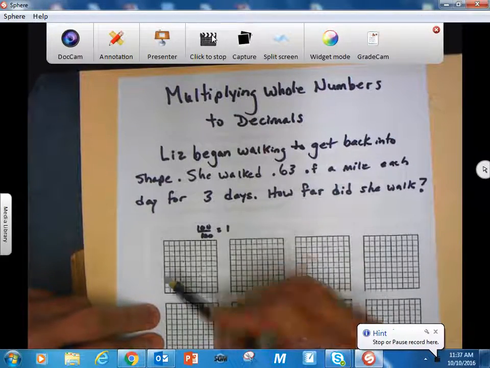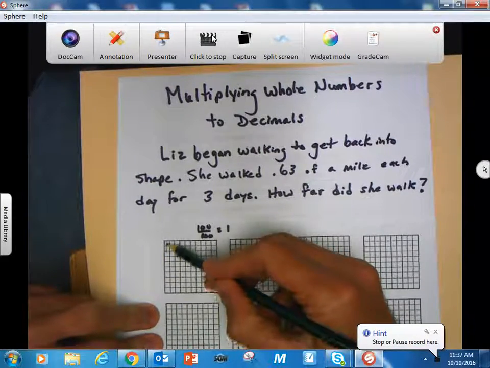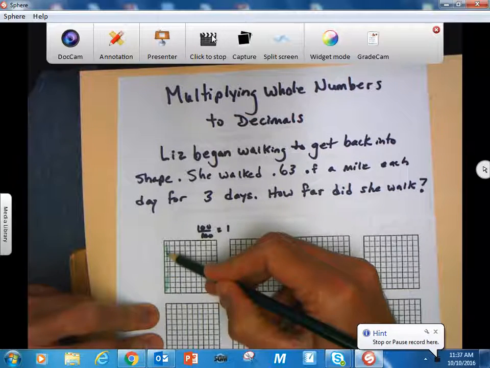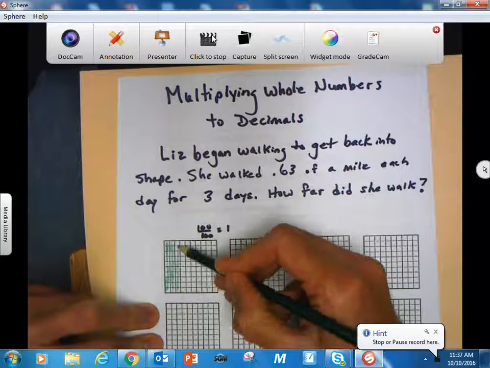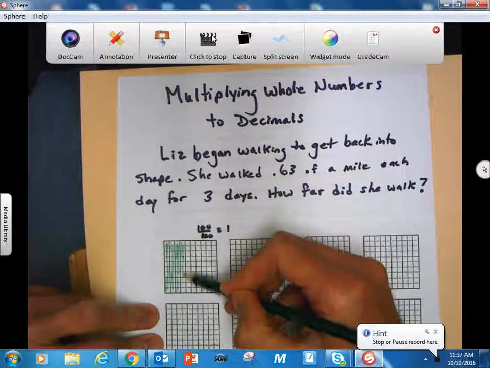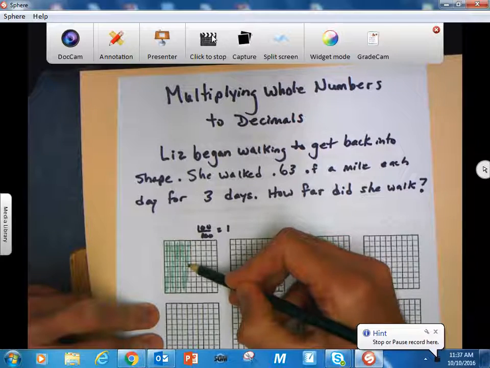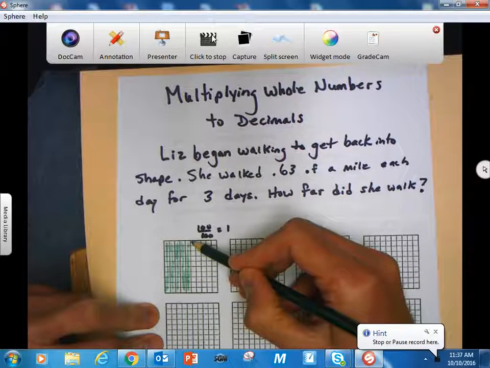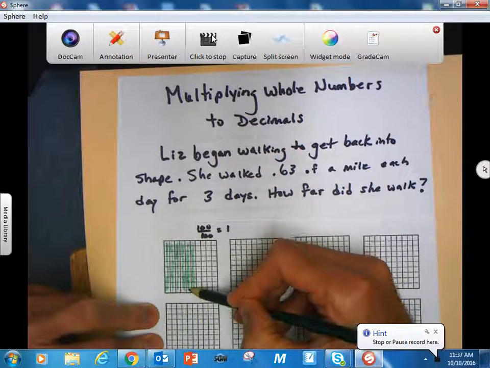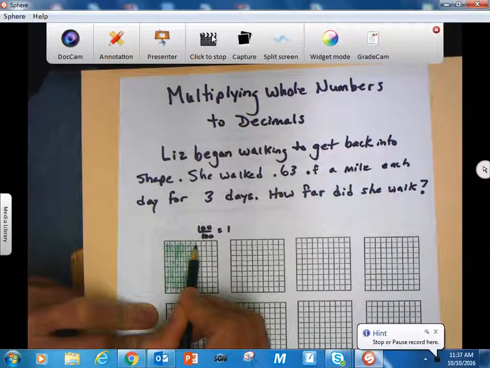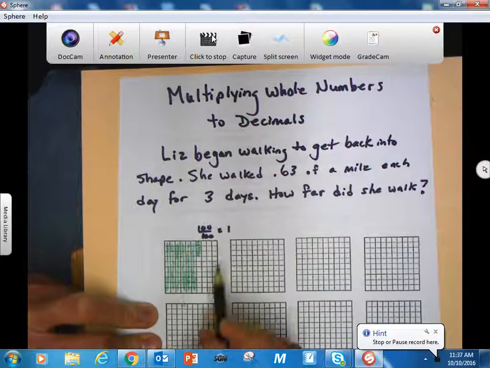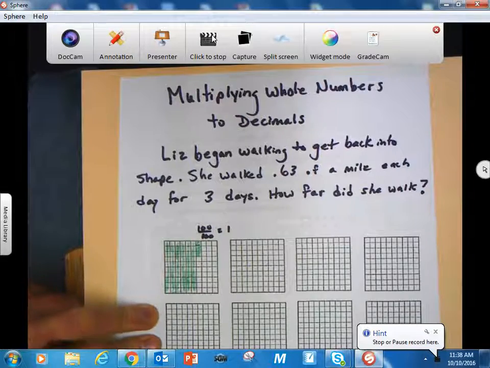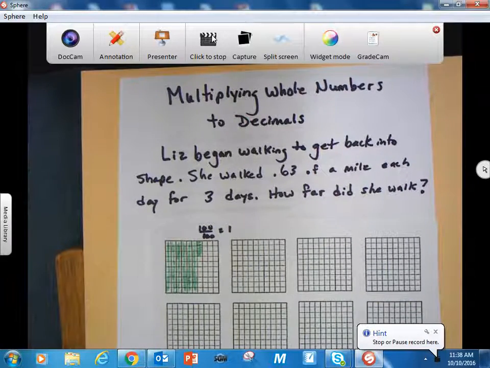And I know that I have a tenth here, 2 tenths, 3 tenths, 4 tenths, 5 tenths, 6 tenths, and then 3 more representing 61, 62, and 63. There's one color.